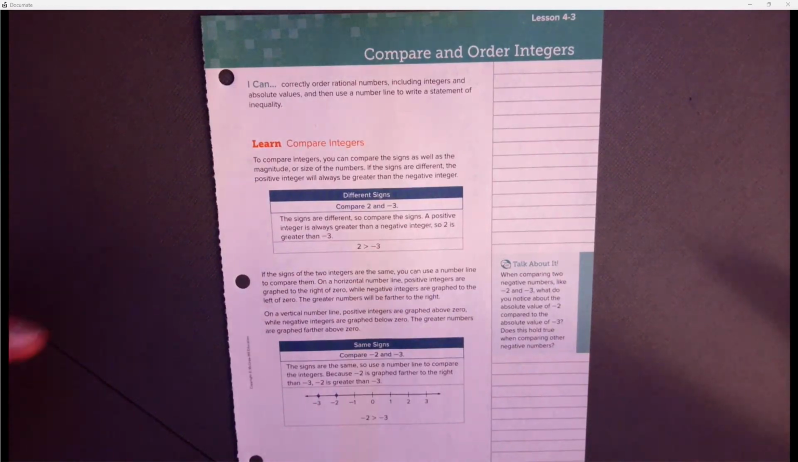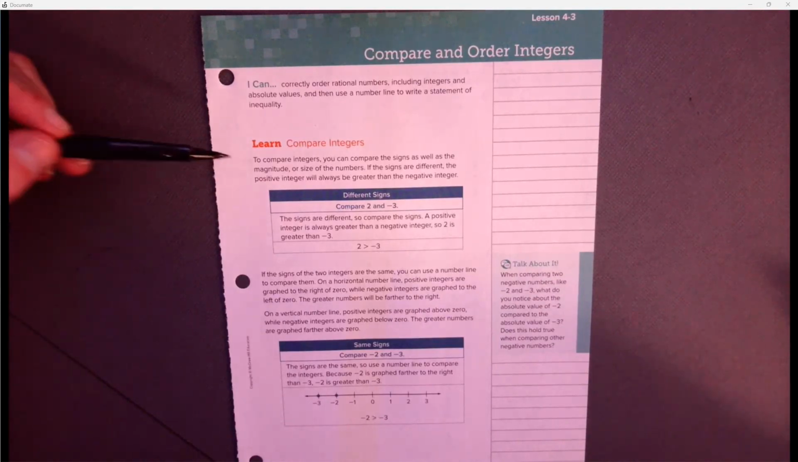Now let's take a second to have a reminder of what integers are. Integers are any number that is positive or negative, but it must be a whole number. No decimal, no fraction. Now let's look at the Learn section.